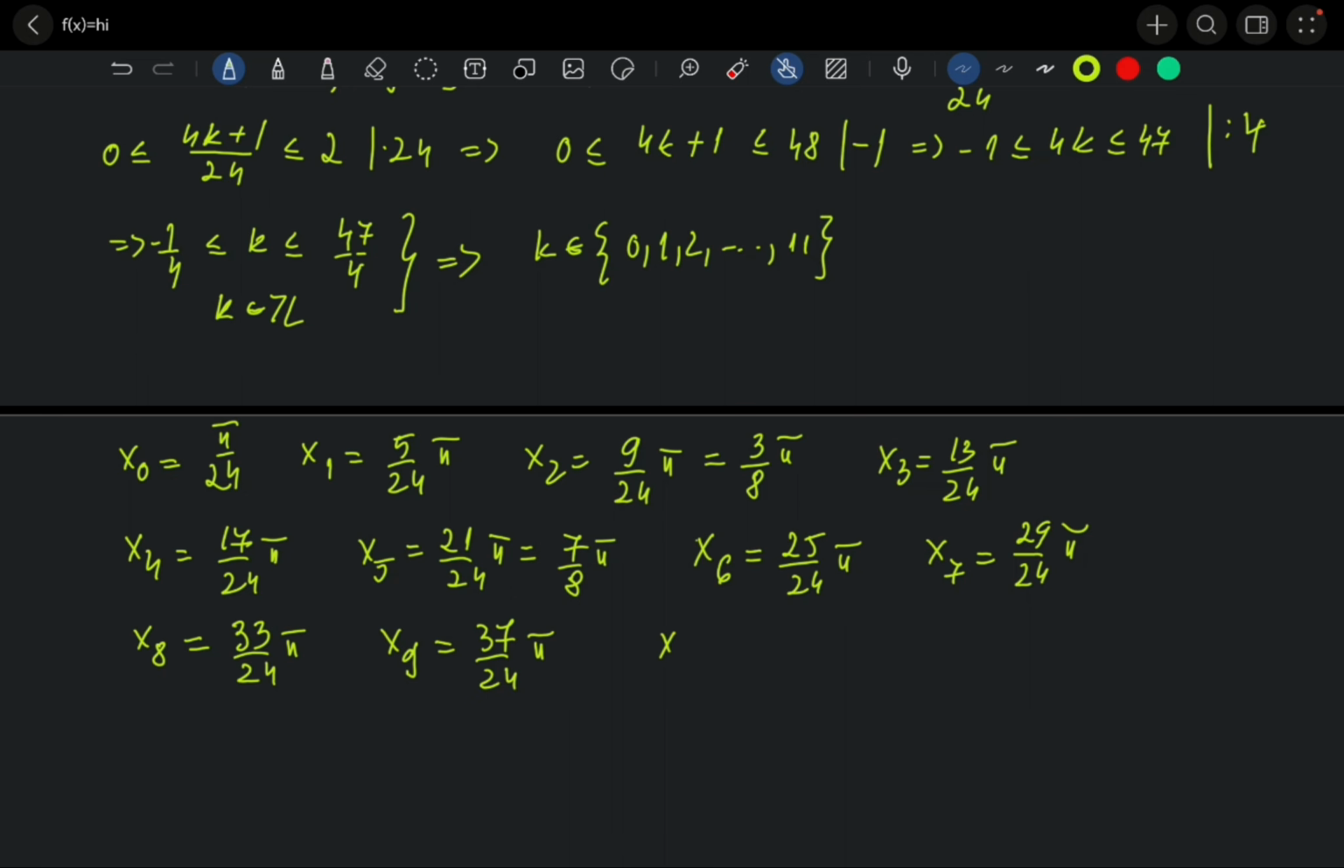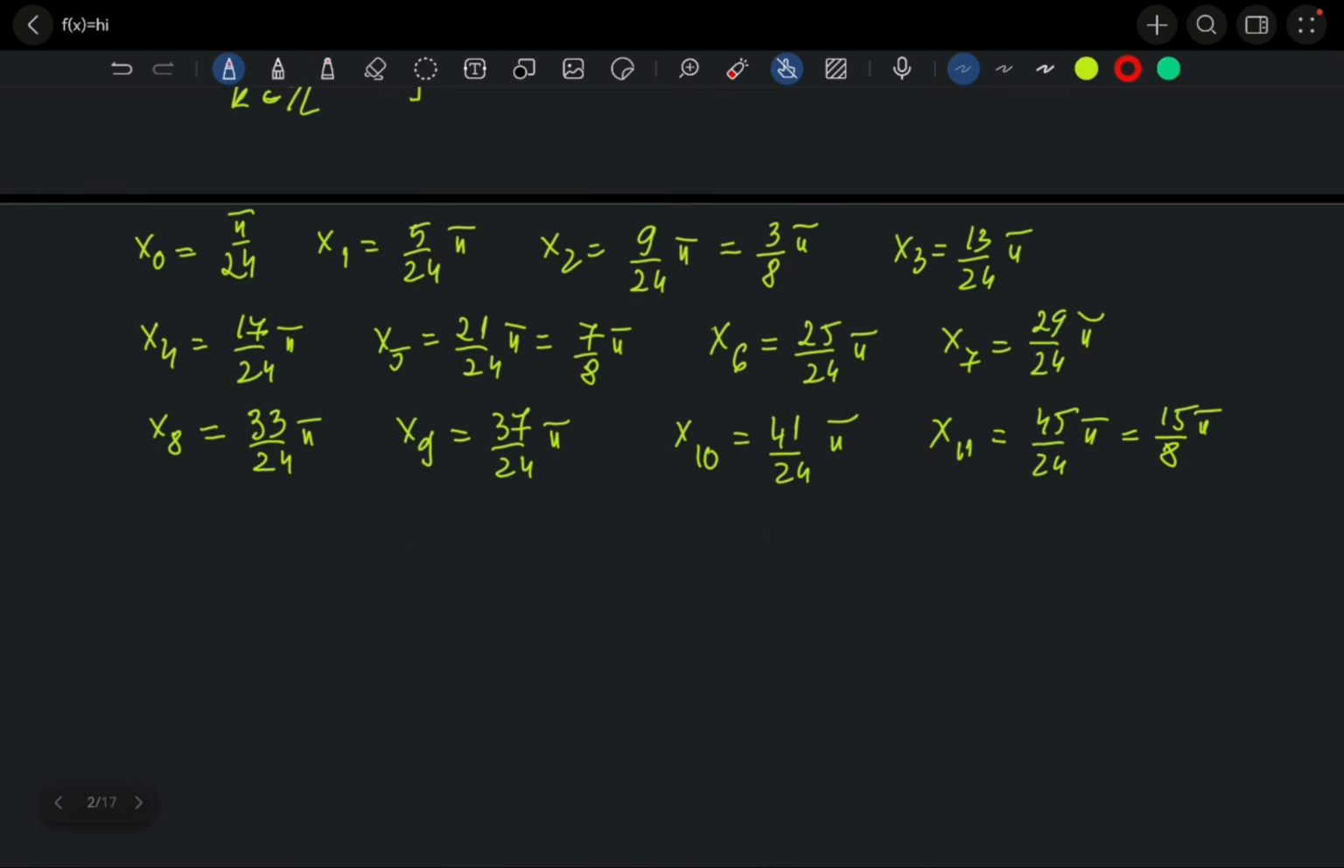When k is equal to 10, we'll get x sub 10, which will be equal to 41 over 24 pi. And finally, when k is equal to 11, we get x sub 11, which will be equal to 45 over 24 pi, which simplifies to 15 over 8 pi. Now, these solutions can be found using the method that we discussed earlier, but we are left with another term that can be equal to 0, and that's sine of x plus pi by 4.